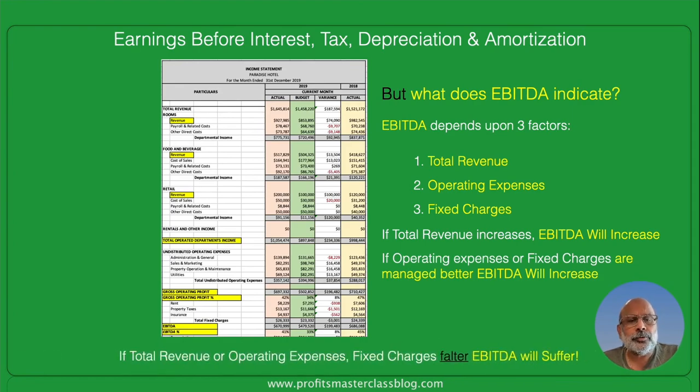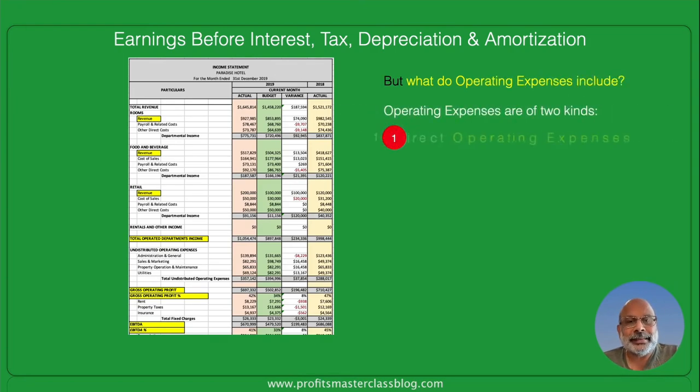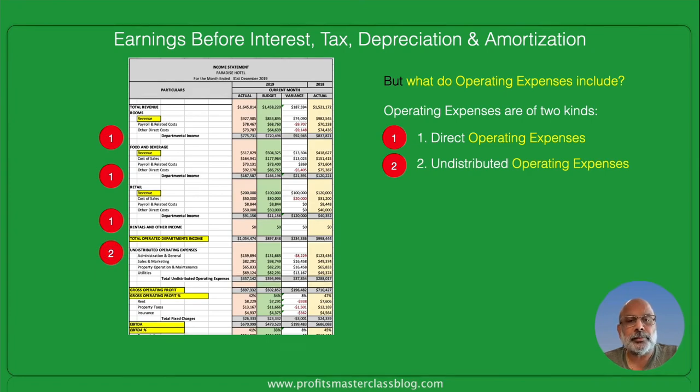Now, if total revenue falls or operating expenses and fixed charges become negative, then EBITDA will suffer. So, having understood that, let's now understand what operating expenses are. Operating expenses are broadly of two kinds. Number one, direct operating expenses, which are being pointed out to you against number one. And number two, undistributed operating expenses, shown against number two.